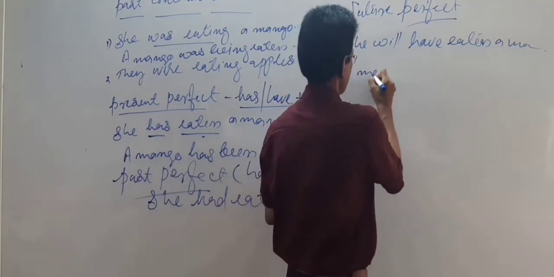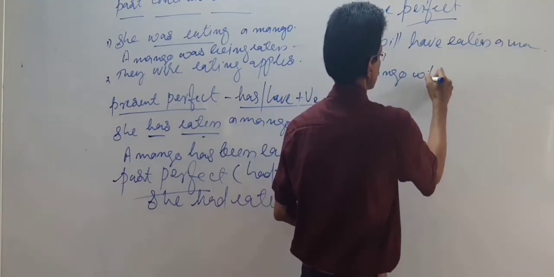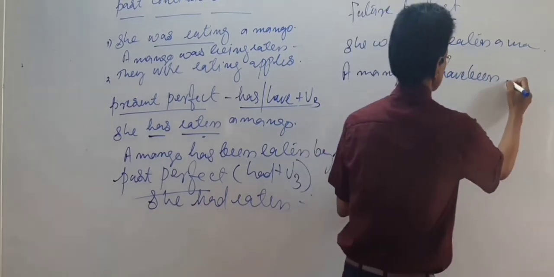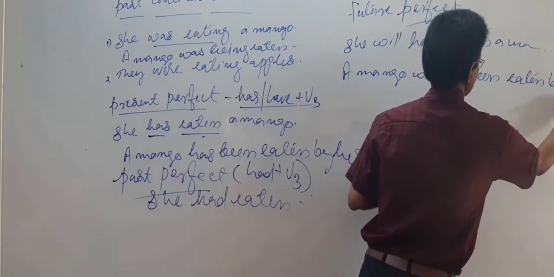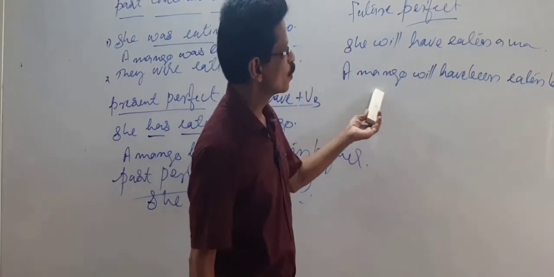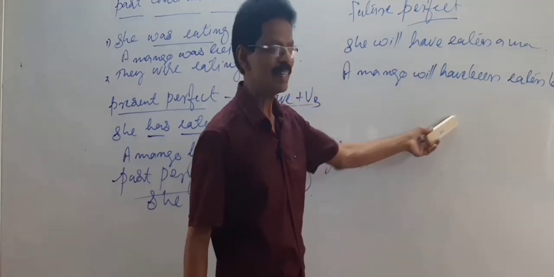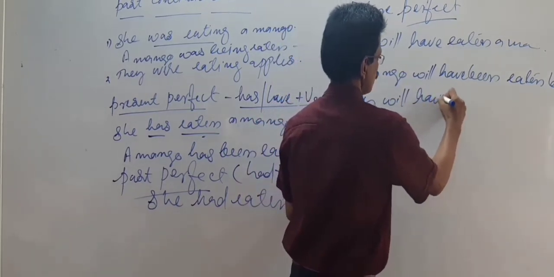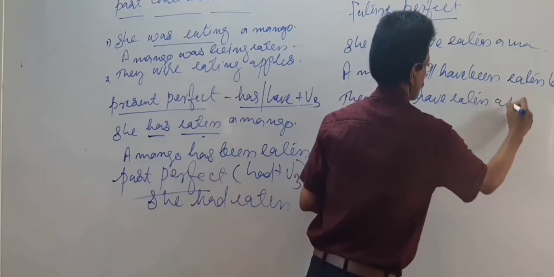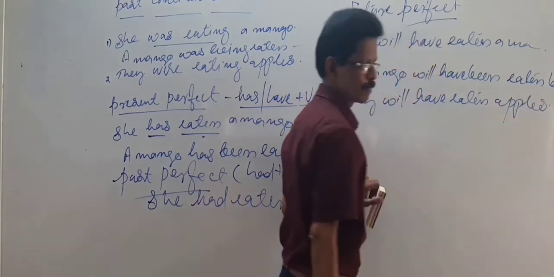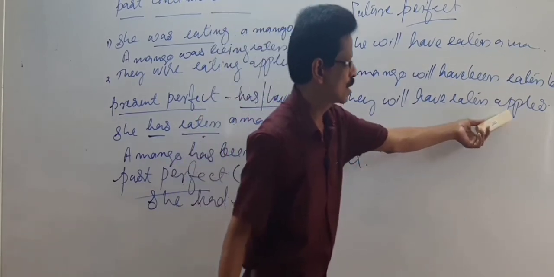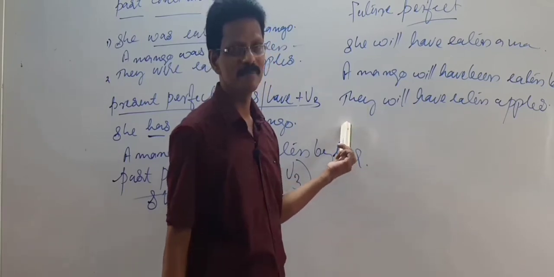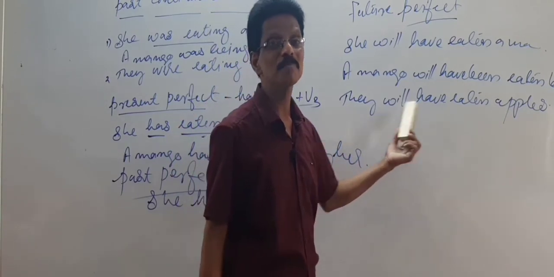So, a mango will have been. Is it not so? Yes. Eaten by her. So, a mango will have been eaten by her. Or another example, they will have eaten apples. Can you say the answer? Object, apples will have been eaten by them. Apples will have been eaten by them.